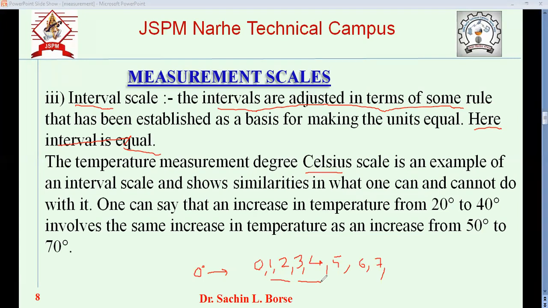Please understand, when it is 0 degree Celsius, it can also go on the negative side: -1, -2, -3, -4, and so on.